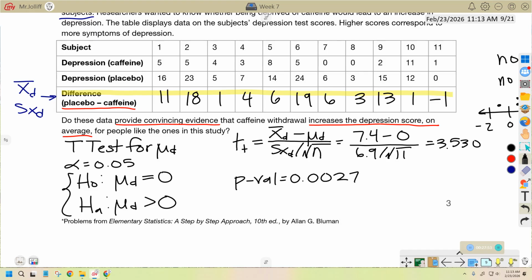All right. If I get your attention back up front, we have our p-value. We use our sentence: if the p-value is low, we reject H0. What do we do here? Reject. Very good. This is less than alpha. We reject the null, therefore we do have evidence of the alternative. So this set of sample data does provide convincing evidence that caffeine withdrawal increases depression scores.